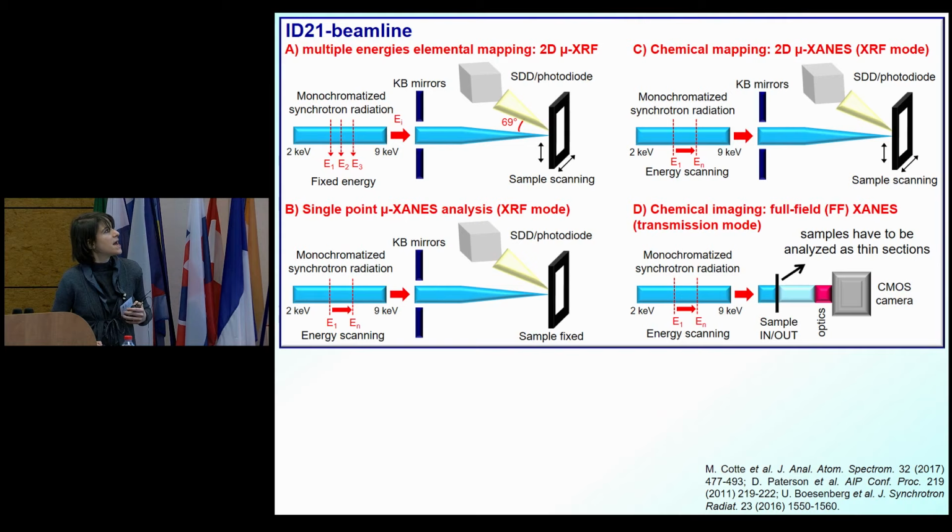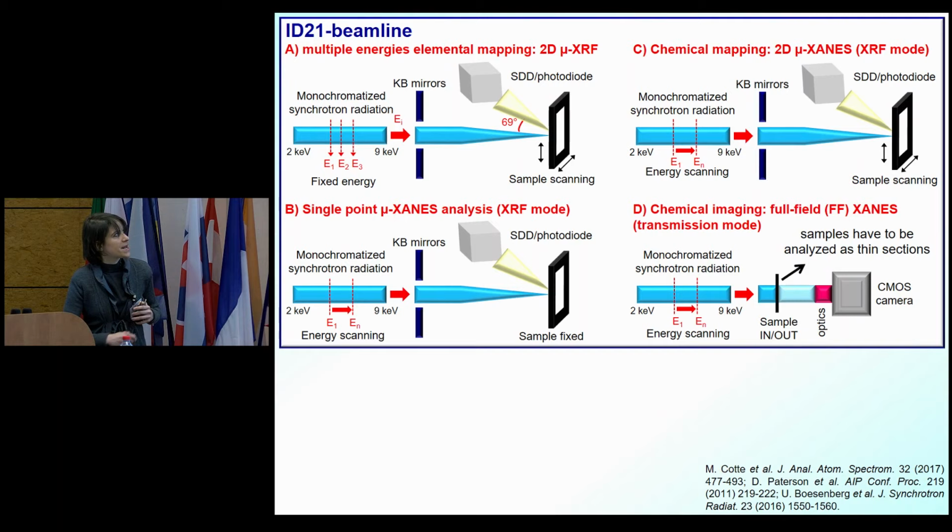And we have performed scanning X-ray fluorescence mode measurements by combining different approaches. Yesterday, Marine talked about one of these, especially that which consists in the combination of the acquisition of 2D micro X-ray fluorescence maps at a number of selected energies in combination with single point micro-XANES analysis at selected spots of the paint.